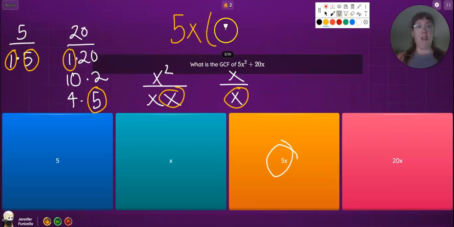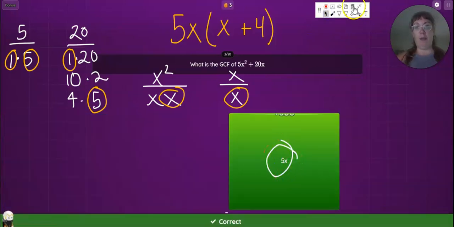And when we factor it out, 5x squared divided by 5x is just x, plus 20x divided by 5x is 4. So that would be the factored version. But it's just looking for the GCF here, which is 5x. Beautiful.